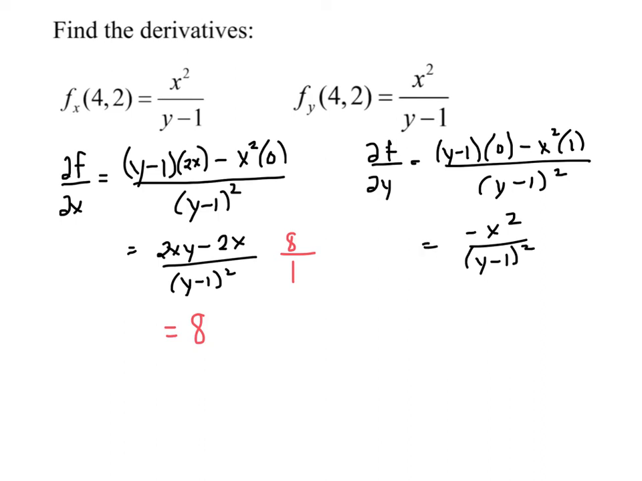So negative 4 squared is negative 16, and (2 minus 1) squared is still 1. So this is negative 16.